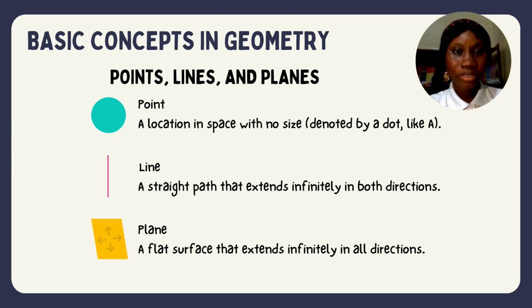Now, let's start with points. A point is simply a location in space with no size. It's just a dot. It has no length, it has no breadth or depth. Just like when you put your pen on a paper, boom, it dots. So that's just a point.